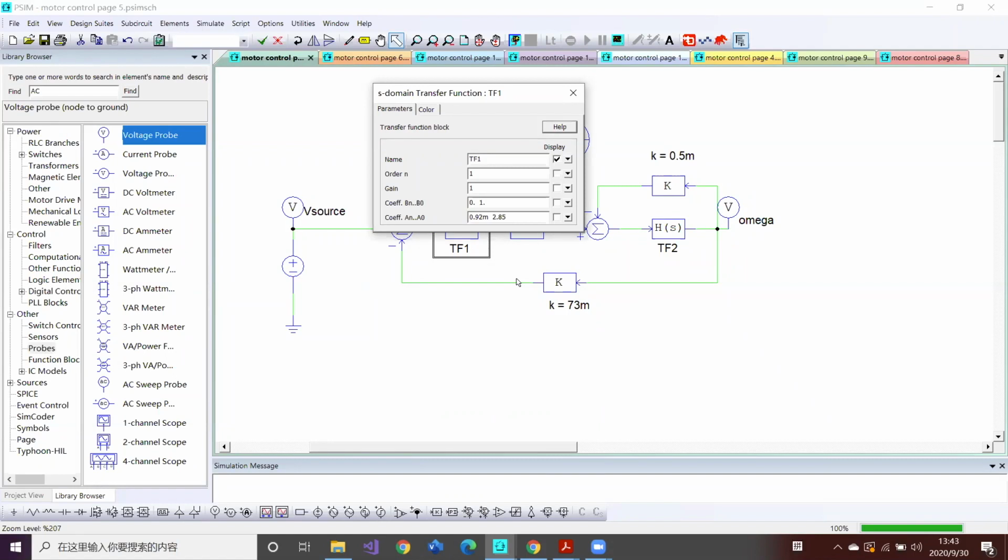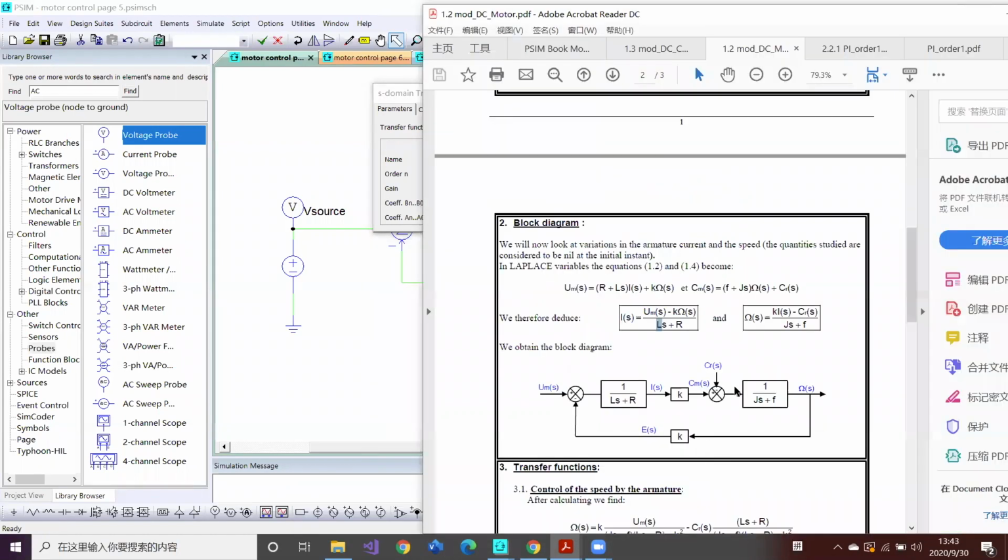And then you need to do your TF2 block by yourself. So for the TF2 block, you follow this transfer function, okay? Try to find your J and F from your DC motor parameter, and we will come back in 10 minutes. After 10 minutes, I'll help you to correct your value, okay?